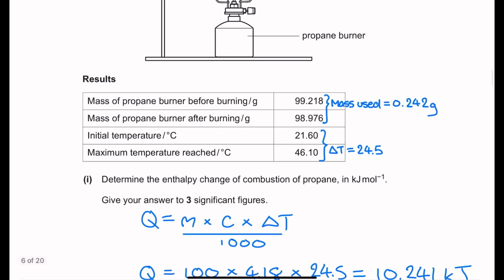And when we look at the results table as well, it's very clear here that we're using these top 2 values for the mass of the propane burner before and after to get the mass of propane that was used. And we've got our delta T from the initial and the maximum temperature reached. So it's really obvious what we need to do with this data as well.